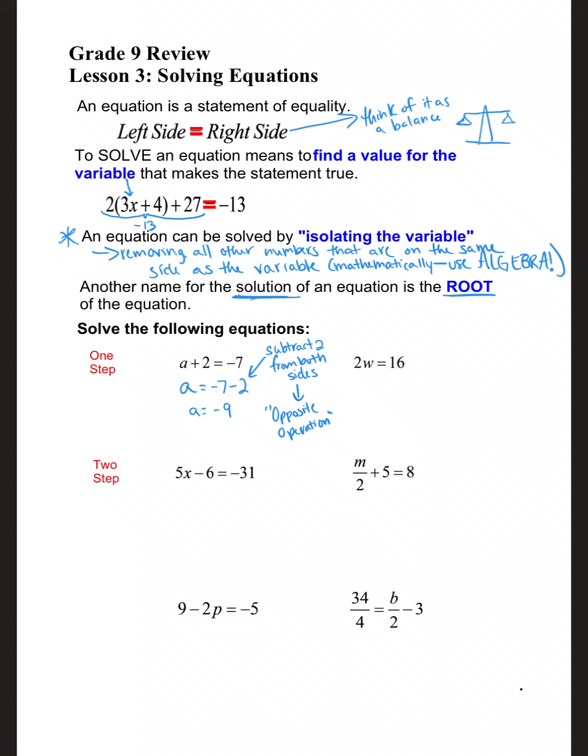Okay, so in this second one-step algebraic equation, we have 2w equals 16. So if it's 2 times w, we're going to divide both sides by 2. Remember, we're trying to get that w by itself, so we have to get rid of all the numbers that are on the same side as it. So we're going to divide both sides by 2. That makes the 2's on the left cancel out, so we're just left with w. And then 16 divided by 2 is 8.